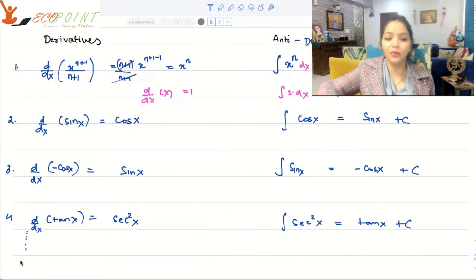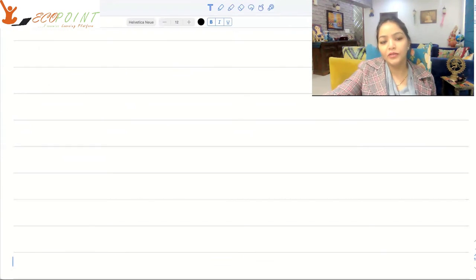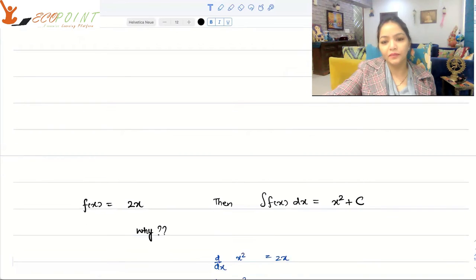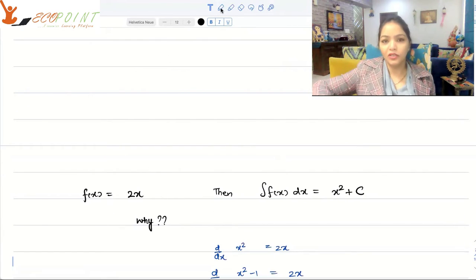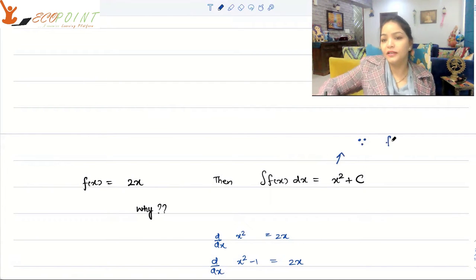Now, what is this plus c all about? I'm going to take an example. Suppose the function is 2x. Then the integral of 2x is x square plus c, and that's happening because the derivative of x square is equal to 2x.